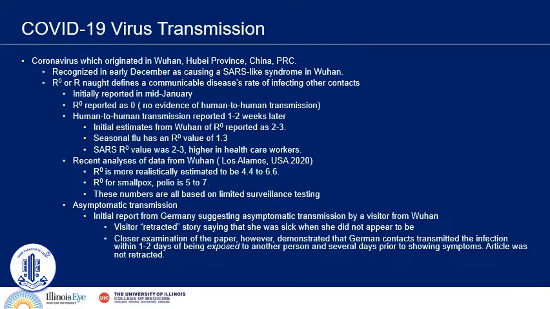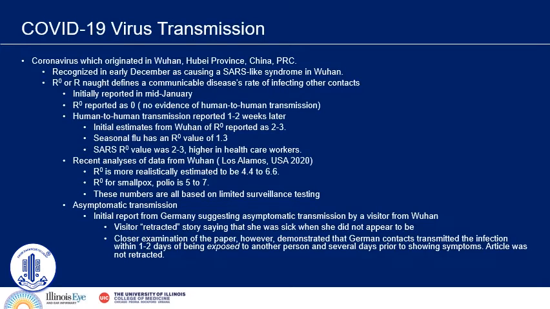A recent analysis within the last week or so from the Los Alamos facility in the US, looking at some of the data from Wuhan, felt that the R naught was more realistically estimated to be somewhere between 4.4 and 6.6. To give you reference, the R naught for smallpox and polio is somewhere between 5 and 7. These numbers are really all based on limited surveillance testing, as we know that there is probably a significant burden of asymptomatic disease states that occur with COVID-19.